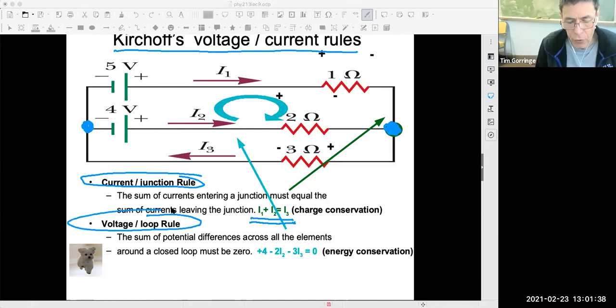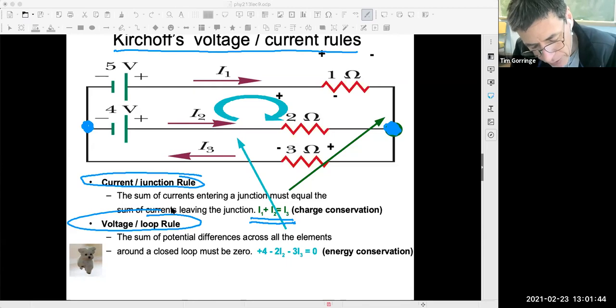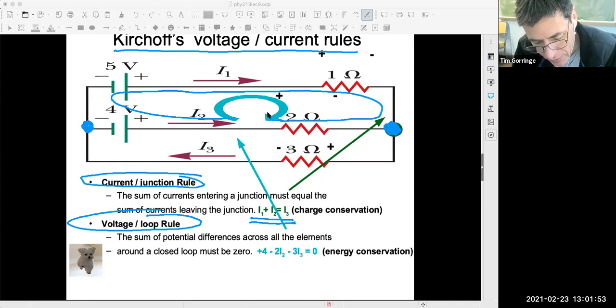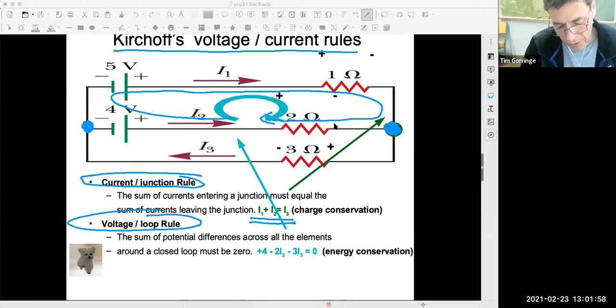Second rule is the voltage or loop rule. So this applies to a complete loop around the circuit. There are several loops around this circuit. Let me focus on this one here. It's a loop, a complete loop around the top half of the circuit. There could be another loop around the bottom half of the circuit. And there can be actually a third loop that goes right around the outside of the circuit. But to illustrate the voltage or loop rule, let's think about the loop around this top half of the circuit.